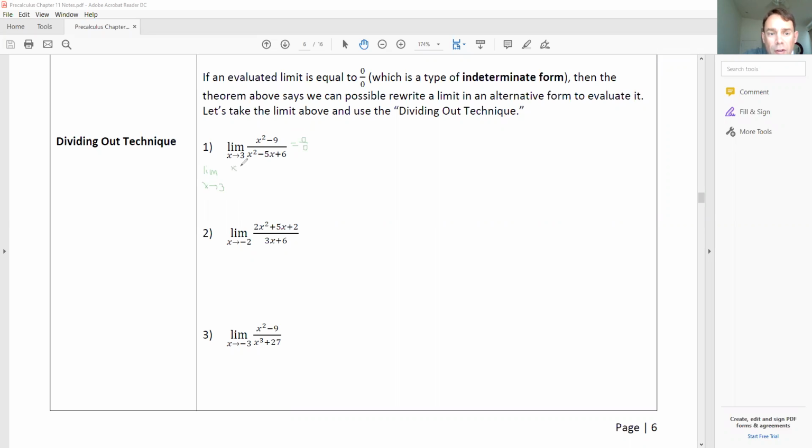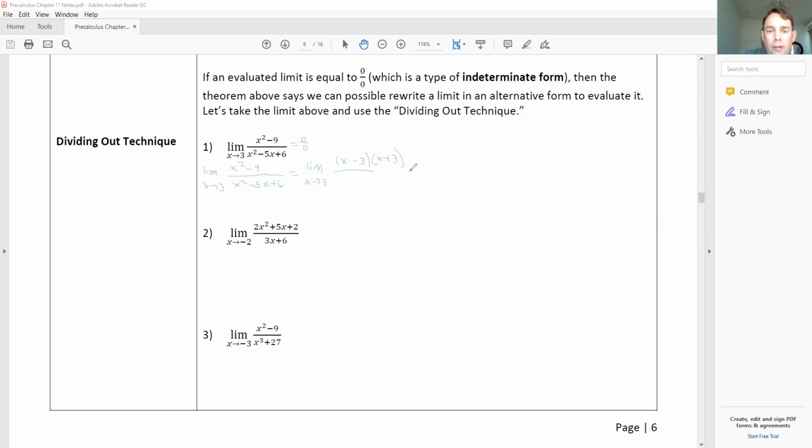So instead of x squared minus 9 and x squared minus 5x plus 6, maybe there is an alternate way to do it. And we're going to do something called the dividing out technique. And it's not really, in my mind, it should be called more the factoring technique, because we're just going to factor here. So can I come up with an alternate way that would be the exact same thing as the original function or the original limit, just except at that one point that made it 0 over 0.